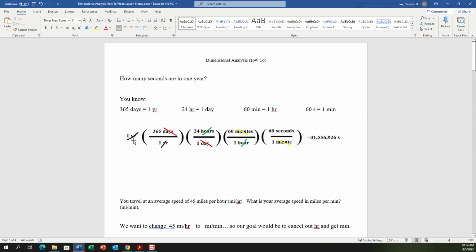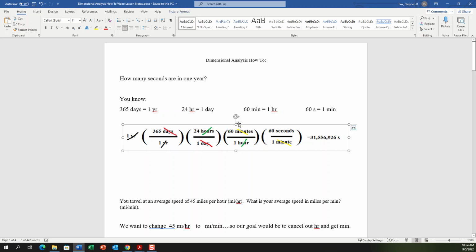So from this equality, I would put 1 year on the bottom and 365 days on the top. The reason I'm going to put 1 year on the bottom is because I want years to cancel out. So if I do 1 times 365, years will cancel out and give me days. Well, I want seconds. So we keep going. I'm going to use this equality. I'm going to put days on the bottom because now I want days to cancel out and they need to be on opposite sides, and 24 hours on top.